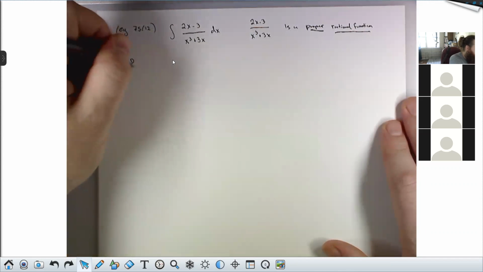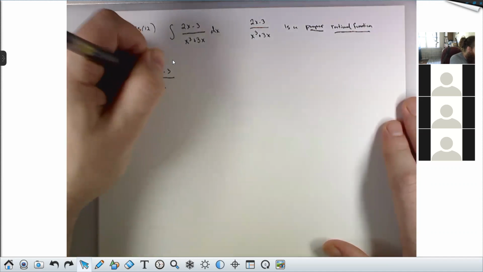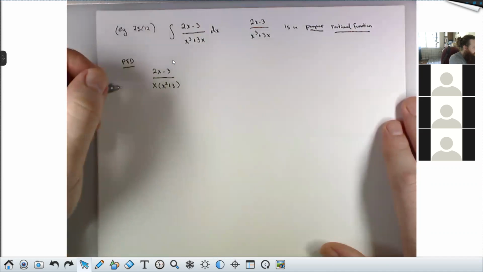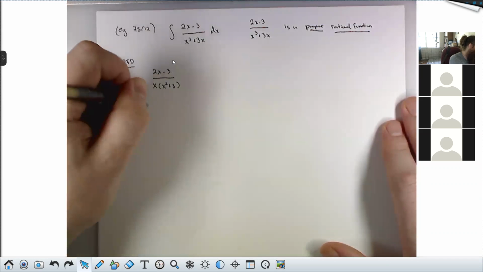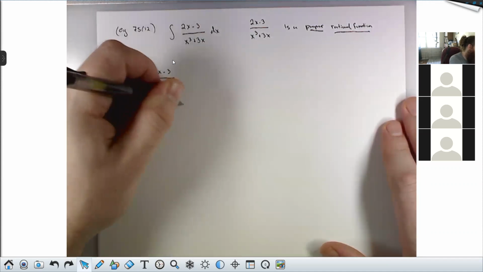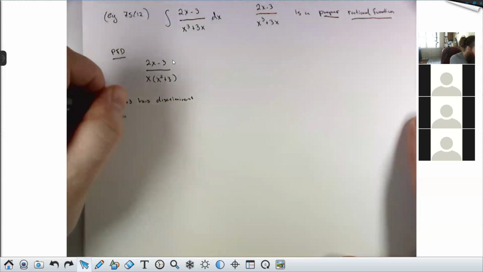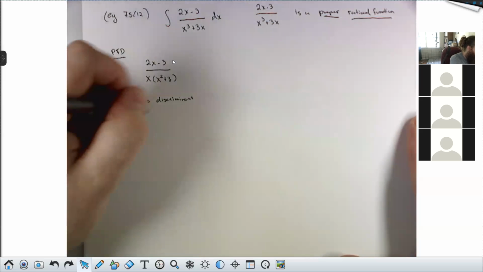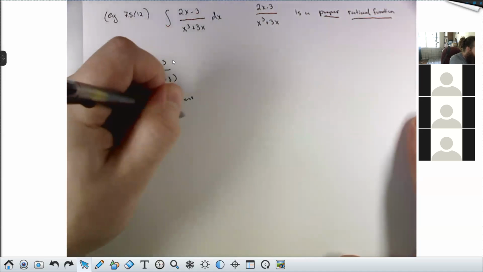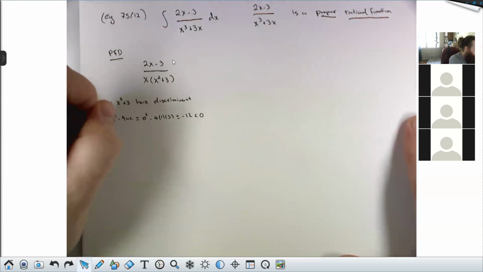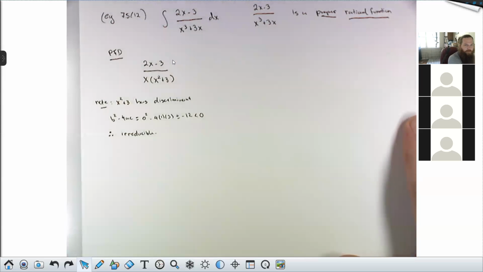So right away, we would jump into the PFD. Factoring the bottom, I see that this function is 2x minus 3 over x times x squared plus 3. X squared plus 3 has discriminant. You guys remember the discriminant of a quadratic from your college algebra days? B squared minus 4ac. Here b is 0, so that's 0 squared minus 4 times a, which is 1, times c, which is 3. This is negative 12, which is less than 0. Therefore, this is irreducible. It cannot be factored over the real numbers.